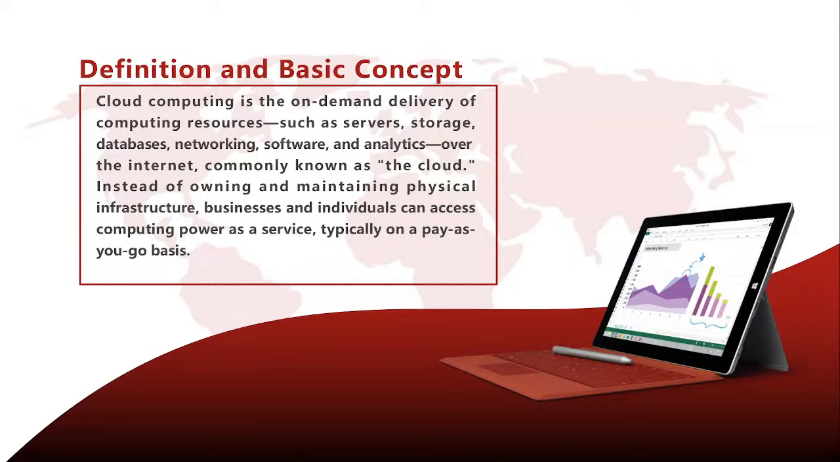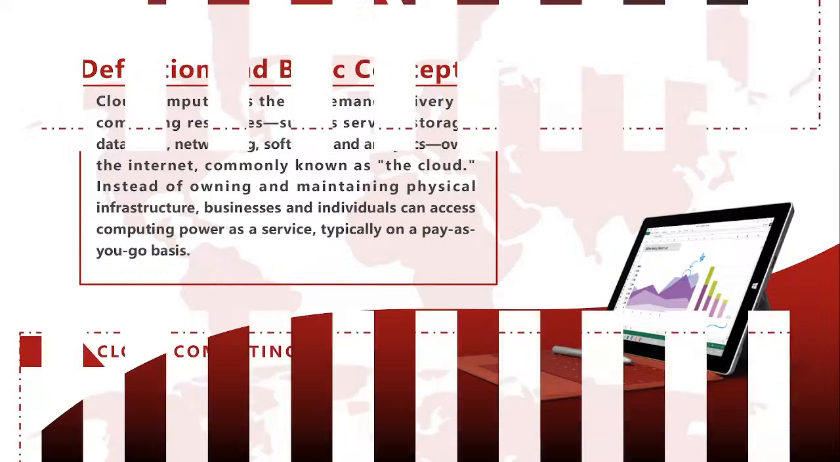So simply, cloud computing is the on-demand delivery of computing resources such as servers, storage, databases, networking, software, and analytics over the internet, commonly known as the cloud. And this particular combination of all of these is actually known as the cloud. So instead of owning and maintaining physical infrastructure, businesses and individuals can access computing power as a service, typically on a pay as you go basis. Pay as you go means whatever you are using, only for that you are going to pay.